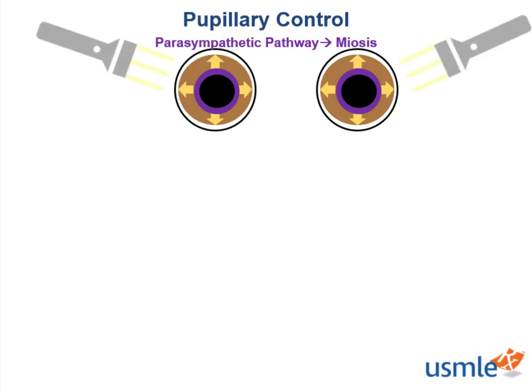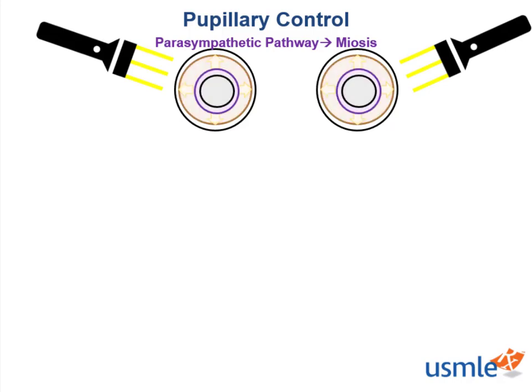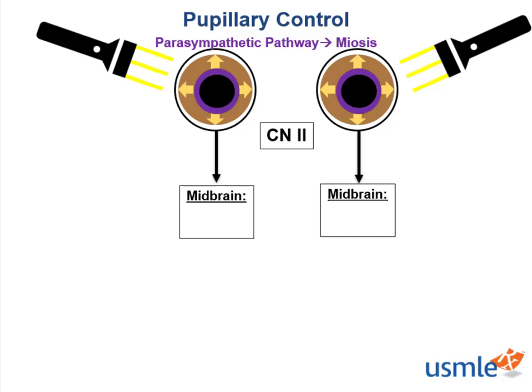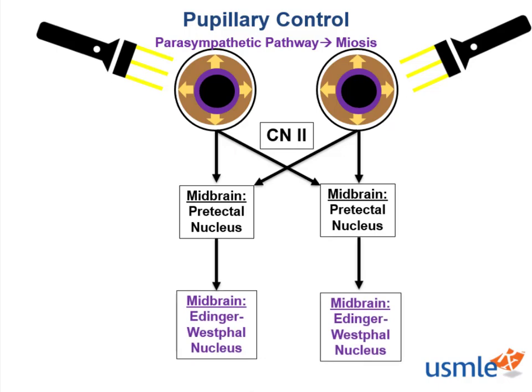So, when light is shone into either eye, the light signal is sensed by the retina and transmitted via cranial nerve 2, the optic nerve, to the midbrain, specifically the pretectal nuclei. Importantly, you must know that each optic nerve sends projections bilaterally to the pretectal nuclei. This occurs because optic nerve fibers projecting from each eye cross in the optic chiasm and then project bilaterally to the pretectal nuclei.